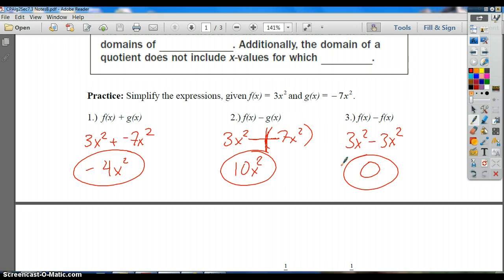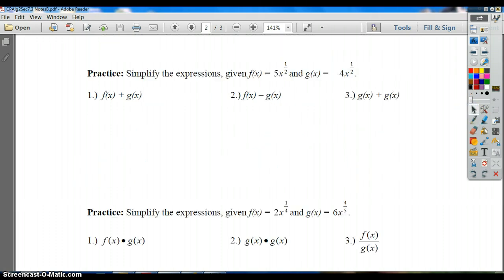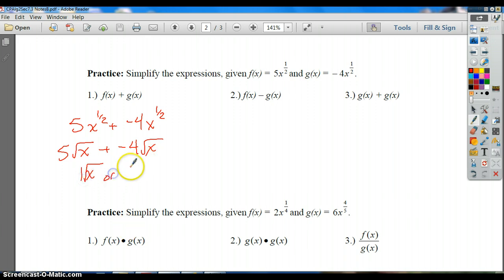Okay, so there's the completion of your first page. Continuing what we were just working on, we are going to substitute in 5x to the 1/2. For some reason I wrote 3x to the 1/2 plus a negative 4x to the 1/2. You can think of this as basically the square root of x plus a negative 4 square root of x. This is basically 1 square root of x, or 1x to the 1/2. Either one of those would be fine.